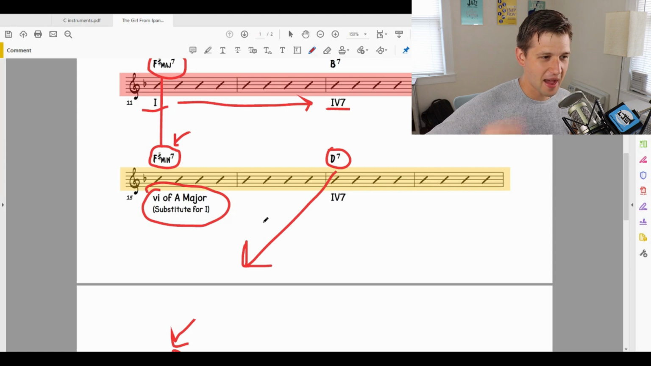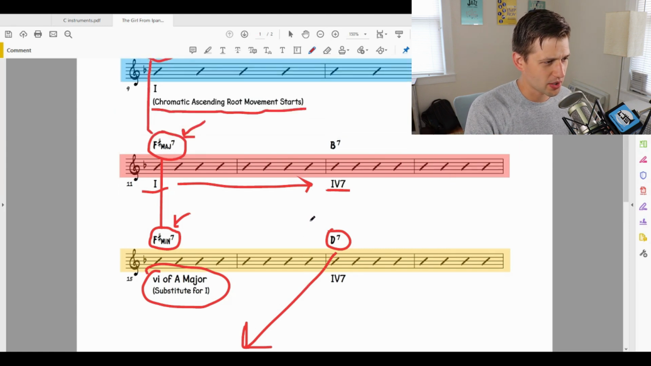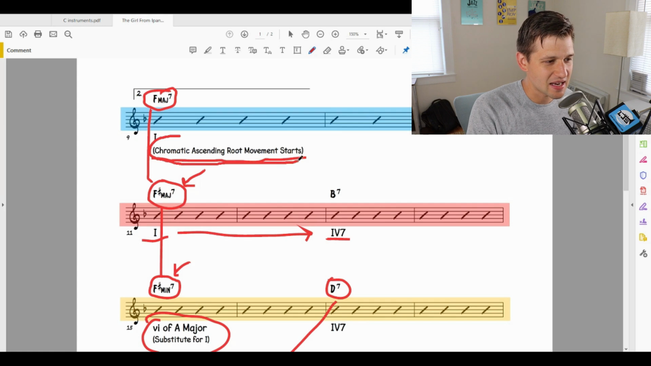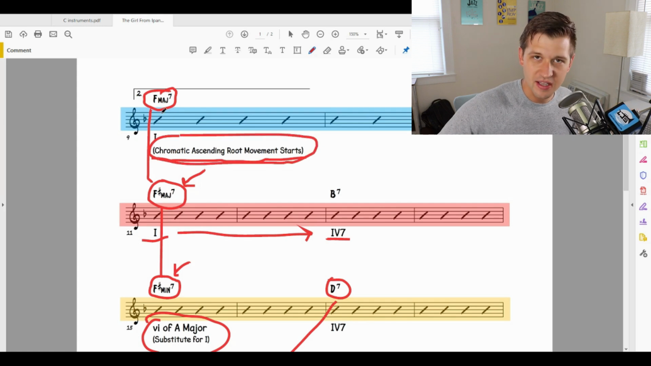To D7. That makes so much more sense to me. So then the next logical question is, well, then why did Antonio Carlos Jobim do that? Comes right back up to here. Chromatic ascending root movement starts. We have F major 7. That's the parent tonic of this entire song. Then moves up a half step to F sharp major 7.